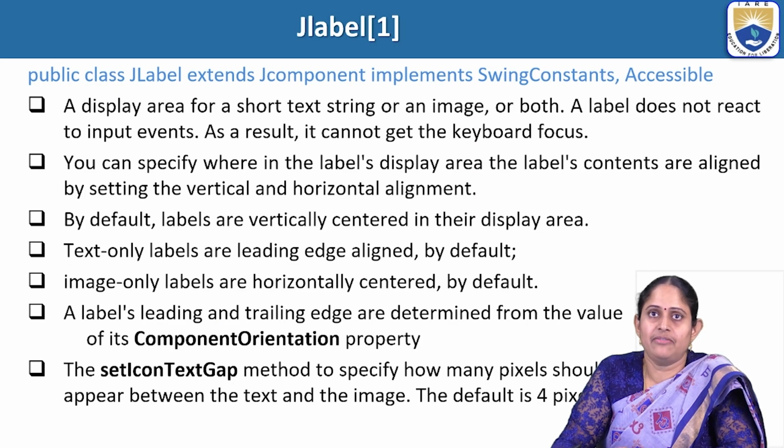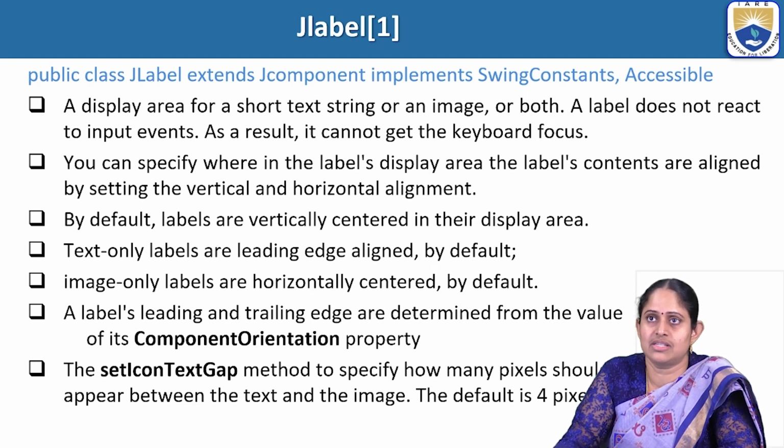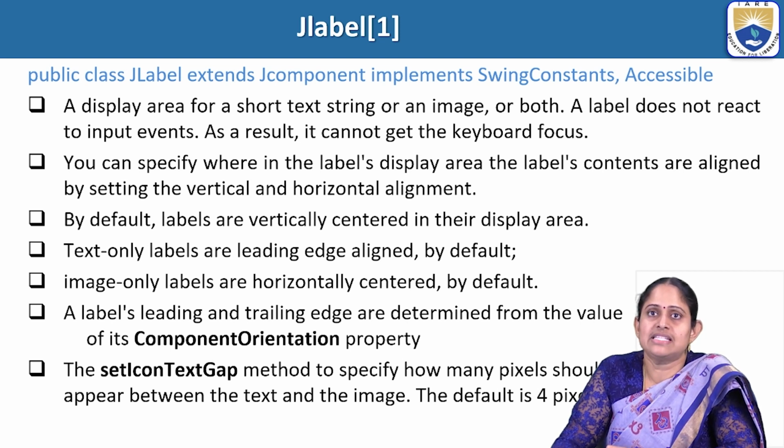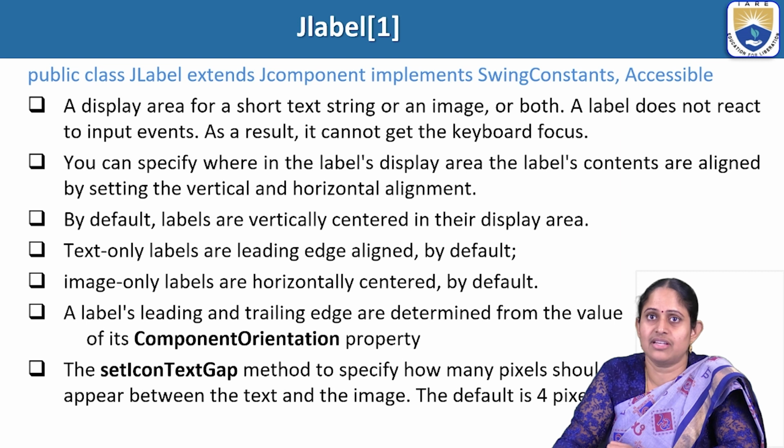Next is the JLabel field. This JLabel class extends the JComponent and implements the SwingConstants and Accessible interface. It is a display area for a short text string or an image or both. The label does not react to any input events, and as a result, it cannot get any keyboard focus.